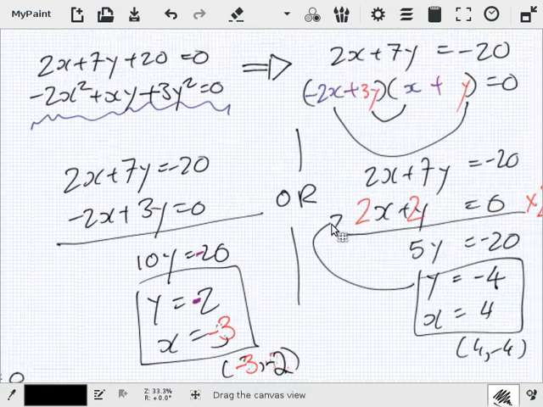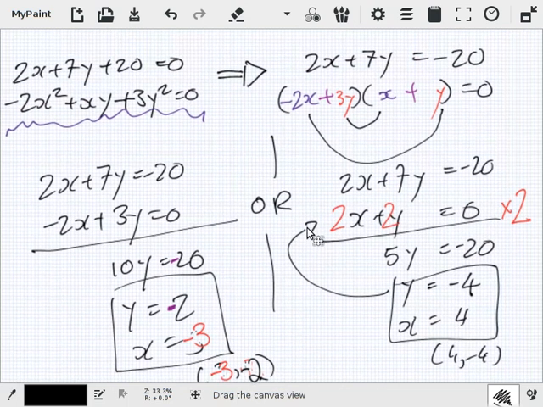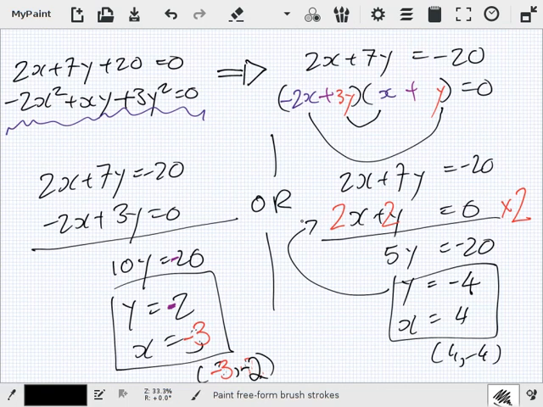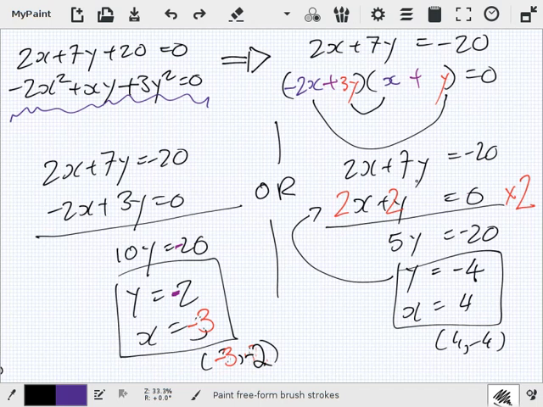Now, I think you agree that this method is easier. But there's one condition. The condition is, to use this method, you must be able to factorize this. Yeah? You must be able to factorize it. If you can factorize it, you can use a method like this. So if you can just write this as an alternative method down.